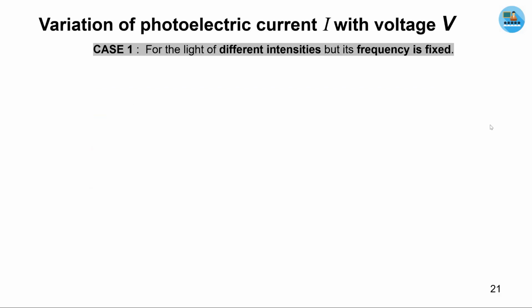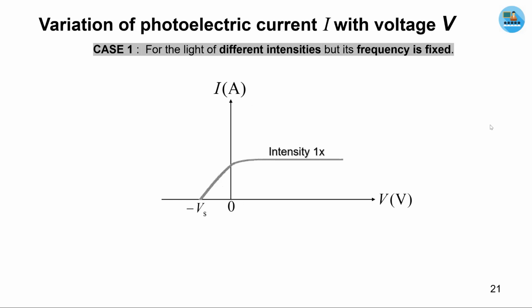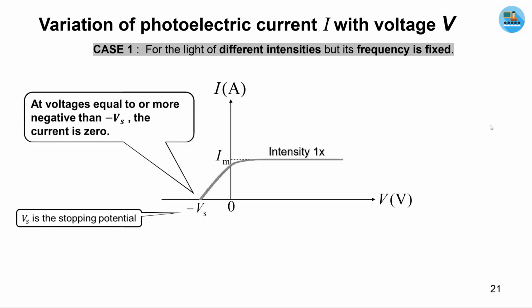Let's take a look at the variation of photoelectric current with voltage. I have three cases, and let's discuss the first case. Although the photoelectric current can get saturated when light shines on the metal, we can still increase the current by increasing the intensity or brightness of the light. Note that we don't change the frequency, just increase the intensity of the incident light.